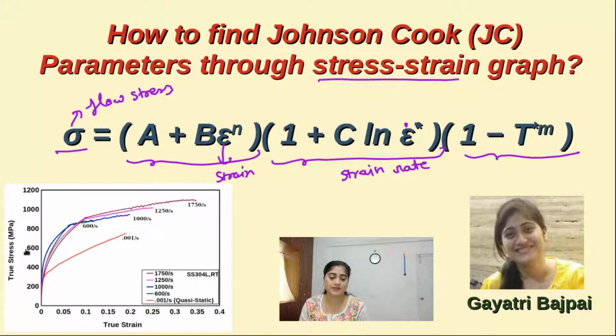Okay, we now have a graph like this. This graph shows true stress versus true strain at different strain rates, where this is the quasi-static process and this is the high strain rate process, and we have found these graphs. Now, by these graphs, how can we calculate these parameters? This is parameter 1, 2, and this is 3, this is 4, and this is 5. So how can we find all these parameters?